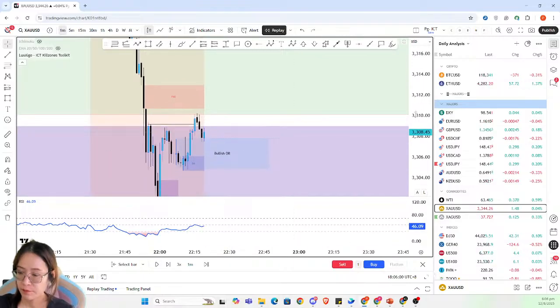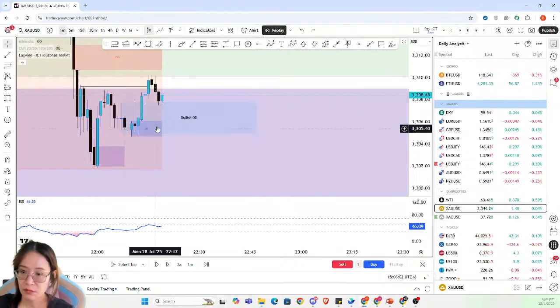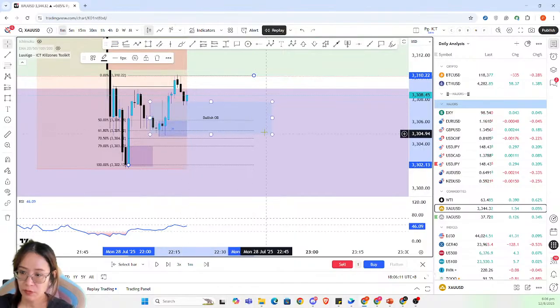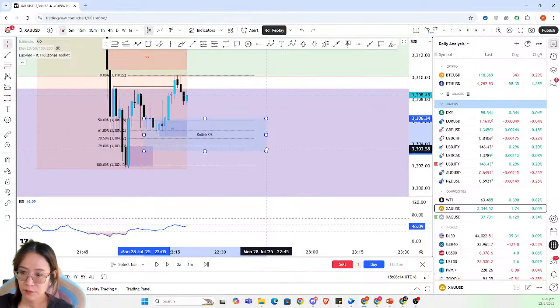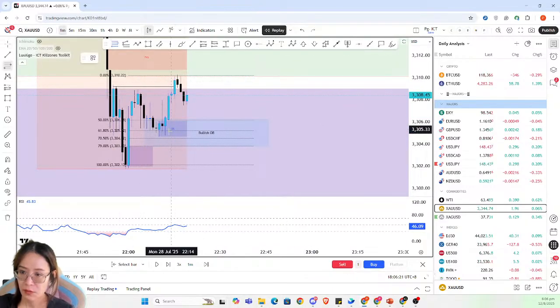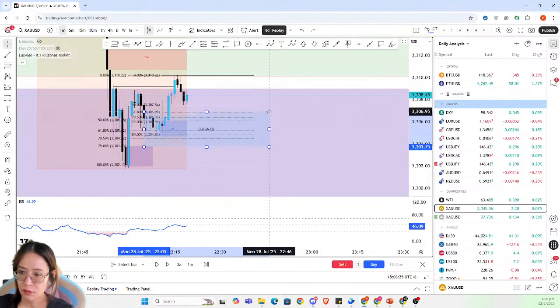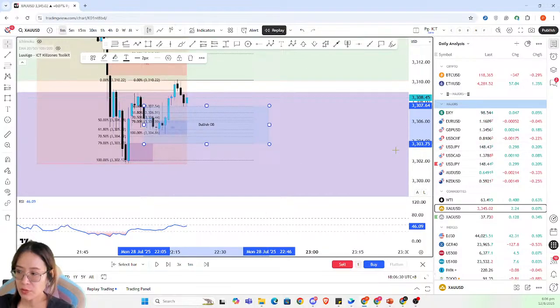Meaning that if price comes into these zones, I will mark here. I will put somewhere around this 50, or these zones, somewhere around this zone here, I'm gonna buy. So it's about how many, 40 pips.